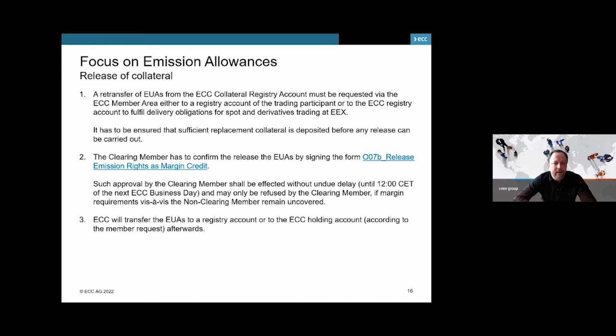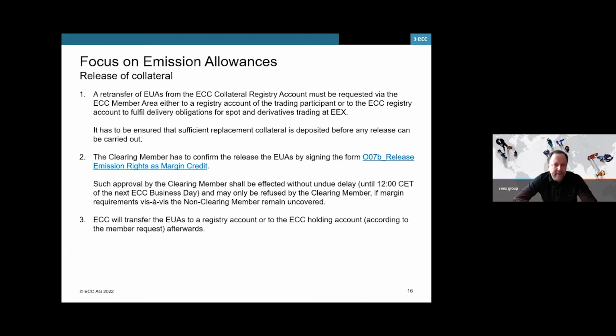Next slide, please. Once you have set up, you may come to a scenario where you would like to have the collateral back. This collateral release is also possible, but we have to ask you to provide a form and seek approval of the respective clearing member. But of course, it's important that you put replacement collaterals in place upfront. If we receive such an approval from your clearing member, we will transfer the holdings immediately back to you, and then you can use them for any other purpose.